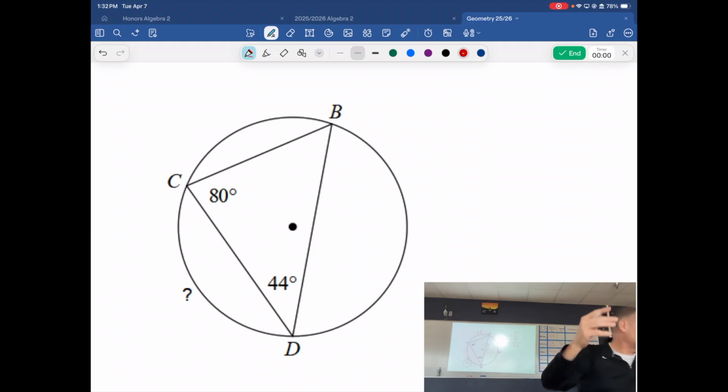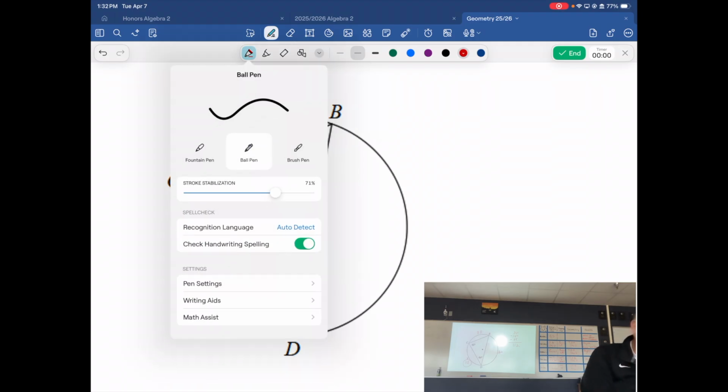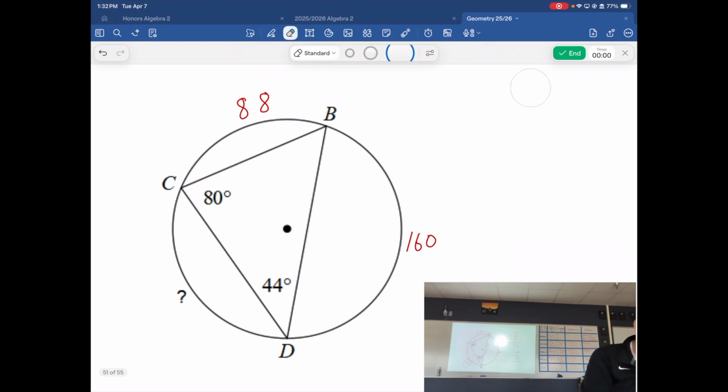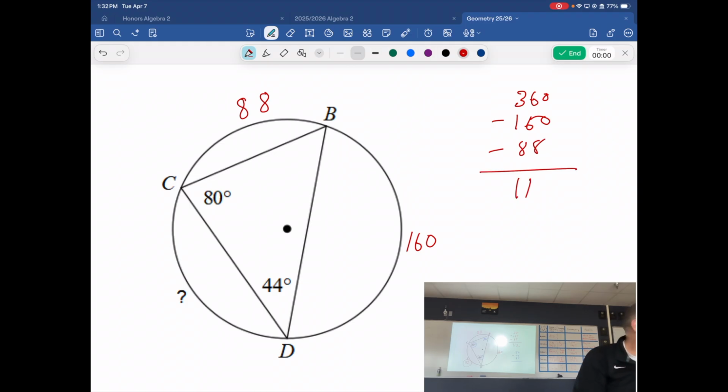It works really well. There's another way to do it. Want to explain how you did it? I know that triangle is 180. Okay, remember the interior angles of a triangle have to add up to 180 degrees. So 180 minus 44 minus 80 gives us 56. So now I know the measure of that angle is 56 degrees. Since that angle is 56 degrees, the arc has to be 112.